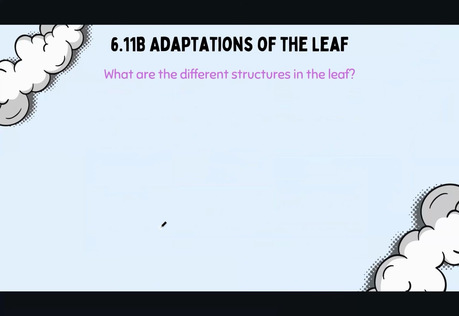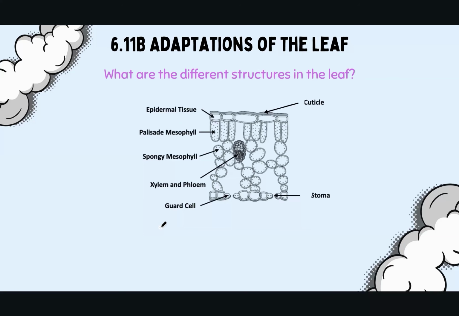Now, adaptations of the leaf. You've got all these different adaptations. You've got cuticle, epidermal tissue, palisade mesophyll, spongy mesophyll, xylem, phloem, which we've already done, guard cells, and stomata, which we've already covered as well. Let's start with the cuticle. The cuticle is a waxy layer that stops water from evaporating through. So that means water can only leave through the stoma. Stoma means one, stomata being plural.